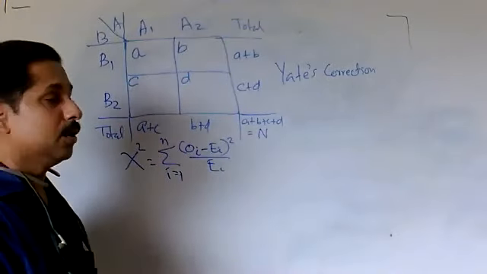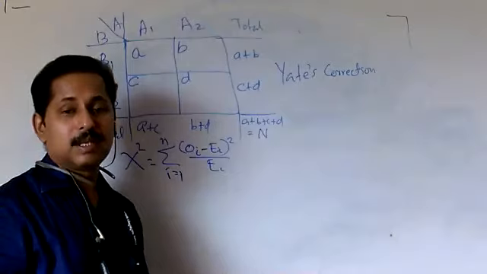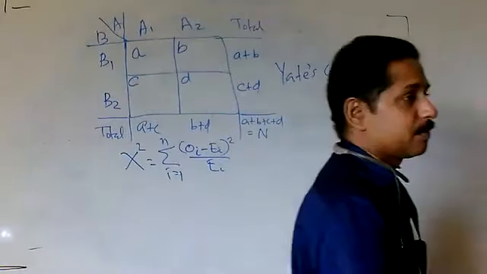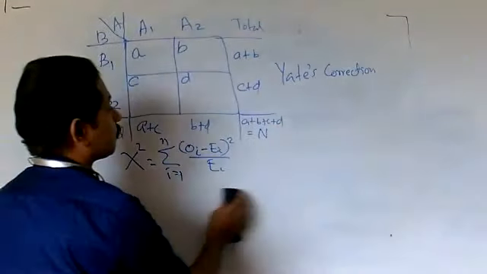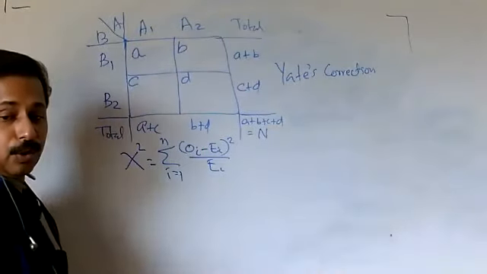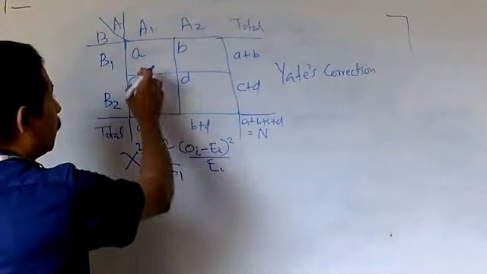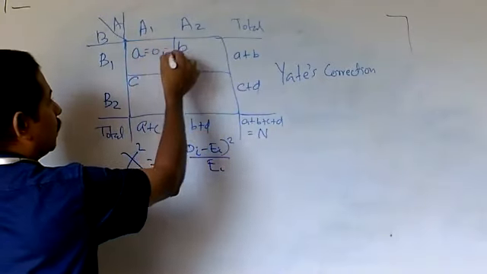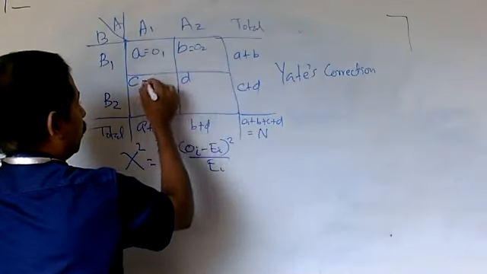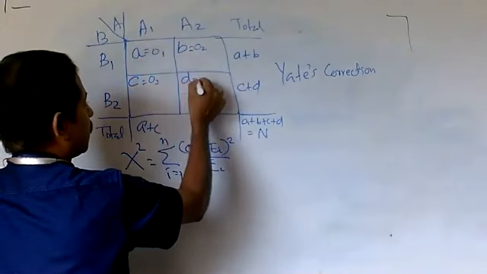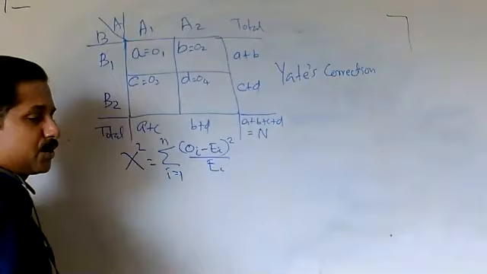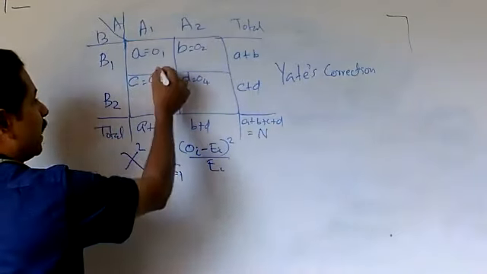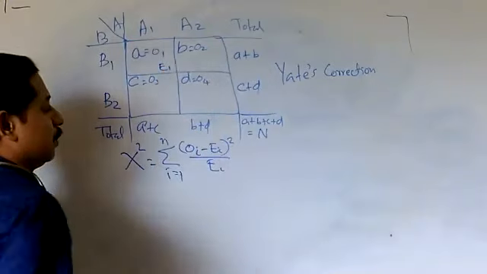In class we have discussed the technique of how to find the expected value in these cells. For the first cell, this value is called O1, this is called O2, this is called O3, and this is called O4. So the observed values are here. Now, how do we find the expected value in this cell, E1?